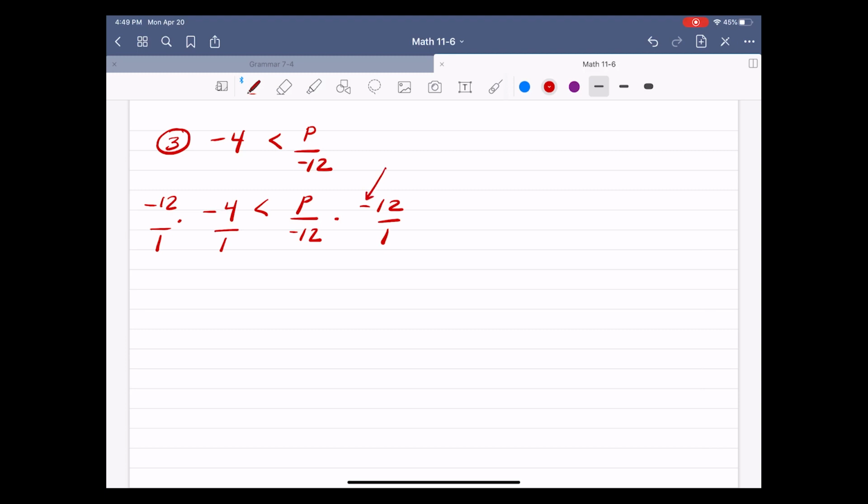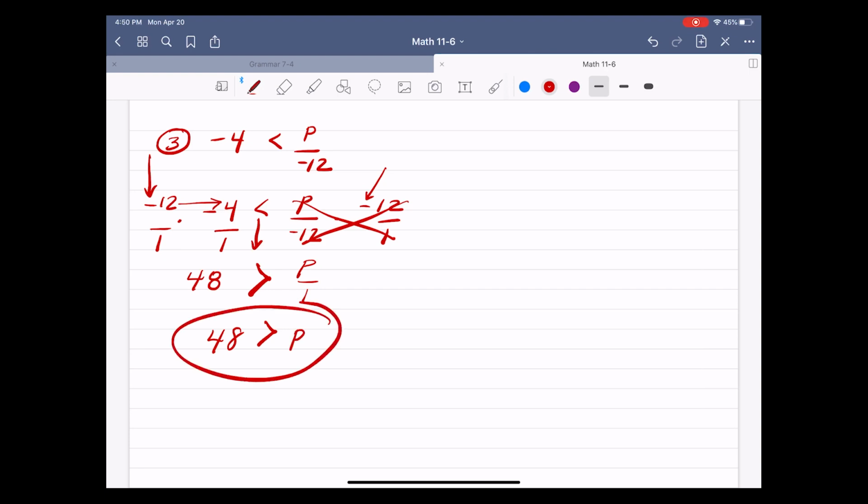Notice, here's your big red flag. That tells you that the sign has to be switched. Okay? Negative 12 times negative 4 is positive 48, is greater than P over 1, which is P, so 48 is greater than P. And if you want to write it with the variable first, it would be P is less than 48.